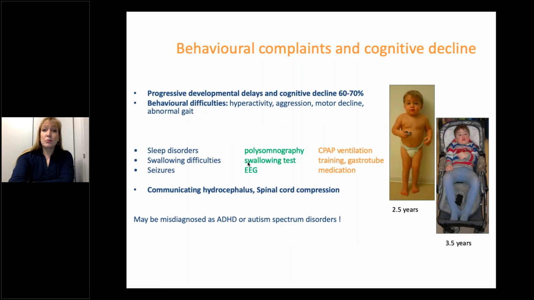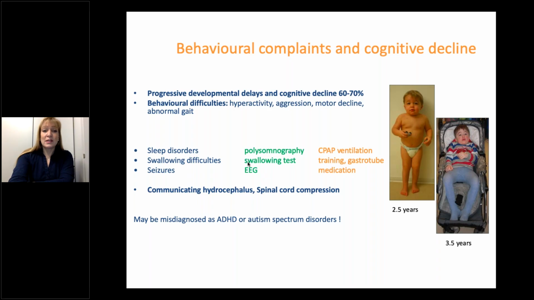The behavior and probably cognitive decline in these patients that we have in 60 to 70% of patients that I said already, like hyperactivity, aggression, motor decline, abnormal gait. This is something we can try to treat with medication.